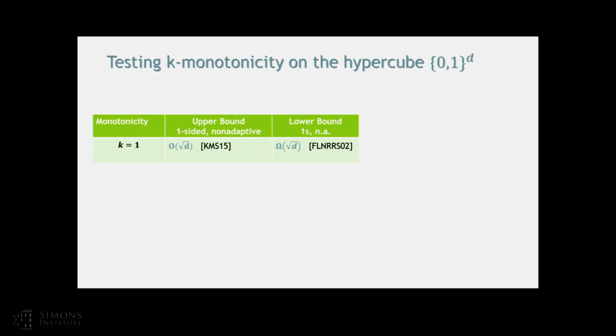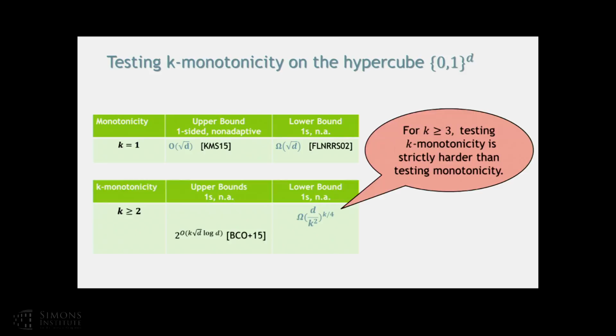For some other models where you have two-sided error, where you don't have to accept every monotone function, you can get close to this if you allow adaptivity. The lower bounds are a little bit worse, but again, crawling up to square root d. So you can do a lot better in the testing model than in the learning model, which makes sense.